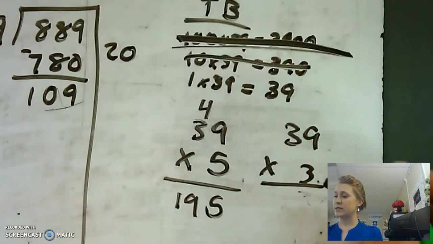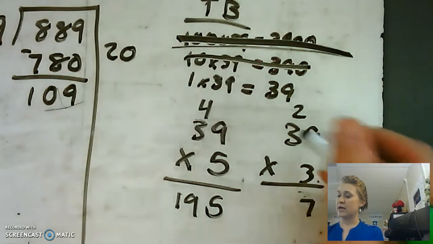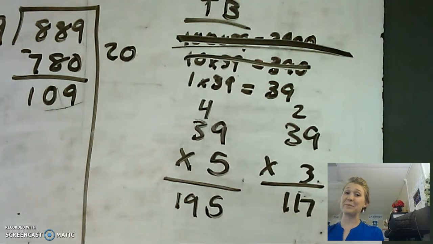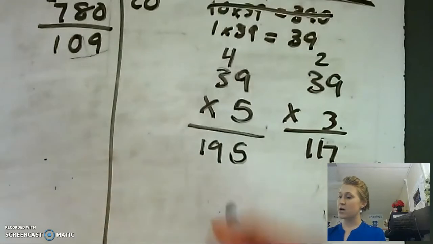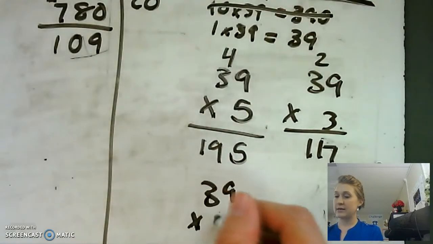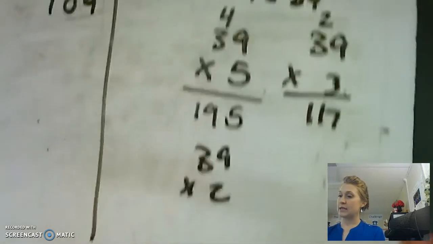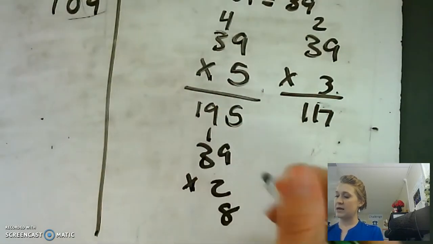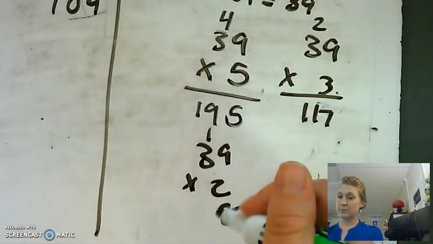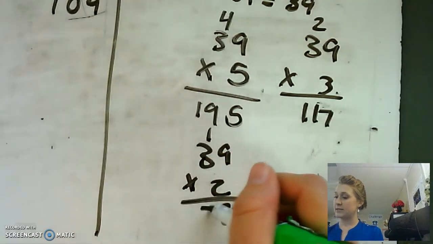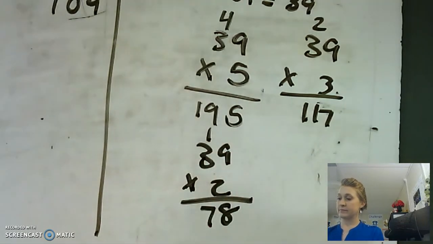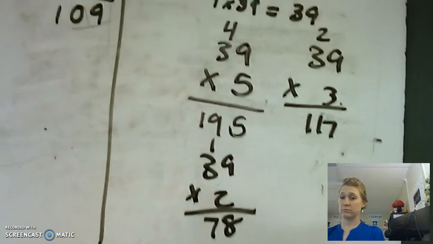Oh, I already did this one, didn't I? 3 times 9 is 27. 3 times 3 is 9. 10, 11, 1, 1. I'm getting close, but I'm not quite there. So let's try 2. 39 times 2. 9 times 2 is 18. 1, 8. 2 times 3 is 6 plus 1 is 7. 78. All right, so let's try that one.